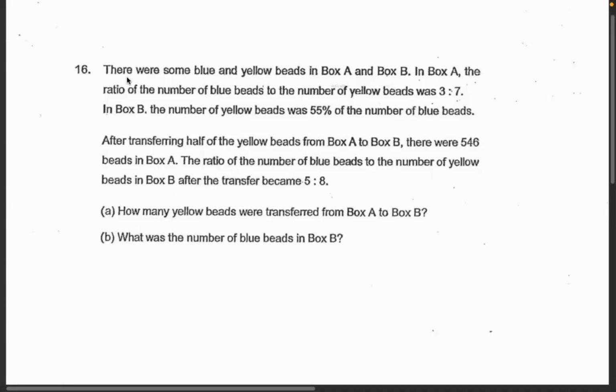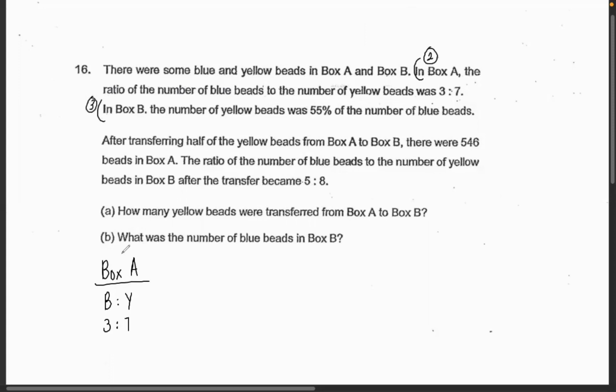Now, as you can see over here, there were some blue and yellow bits in box A and box B. In box A, the ratio of the number of blue bits to the number of yellow bits was 3:7. So what we want to do first is write out whatever we know in sentence number 2. For box A, the ratio of blue to yellow is 3:7. Once I'm done with this, I can move on to sentence number 3.